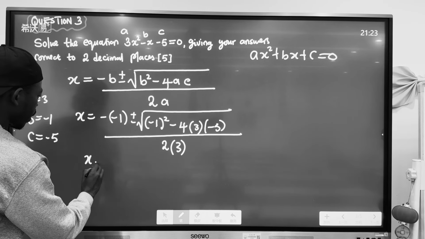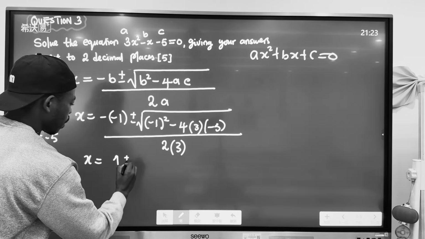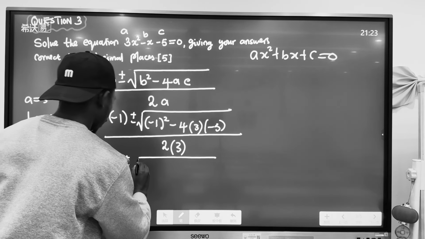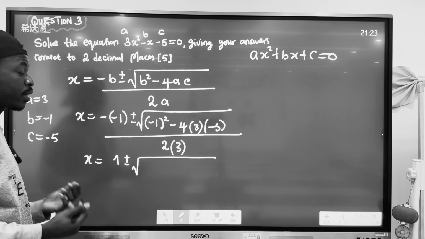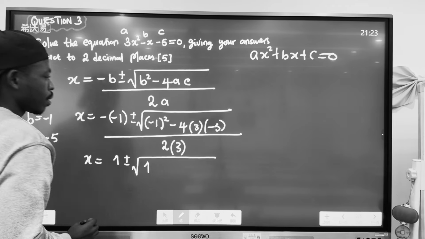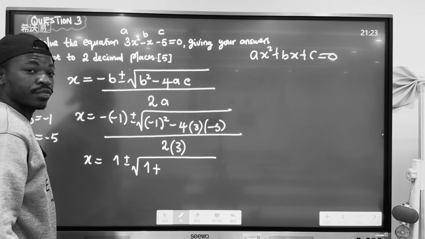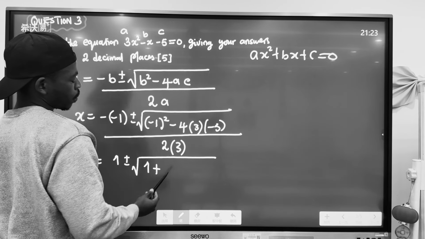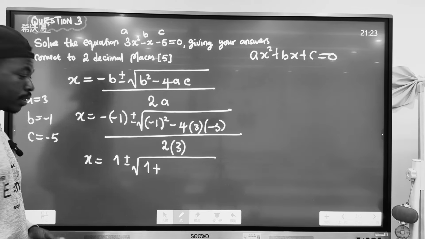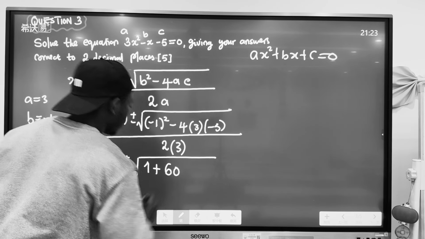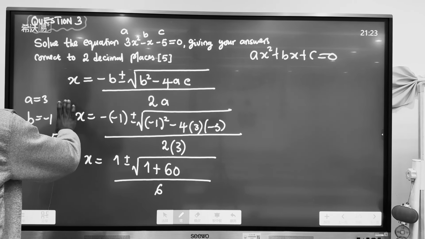Okay, so we continue. x is equal to negative times negative there, positive. So we're going to have +1 plus or minus the square root of, this is -1 squared, which is -1 times -1, +1. Then you can see this negative and that negative will give us positive. So we can just say positive here. Then we can now multiply these. So this is 4 times 3, which is 12. 12 times 5, that's 60. So we have 60 here. And everything divided by 2 times 3 is 6.